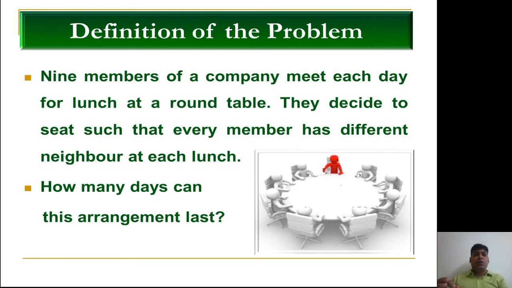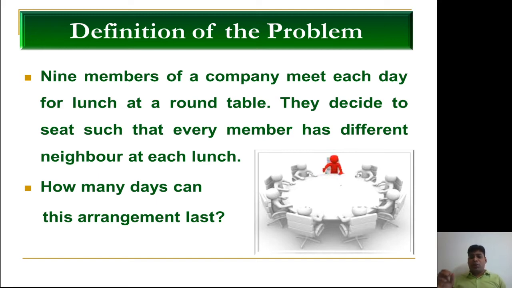Suppose you consider one person among these 9 to be the boss, designated by the red color. The red one is the boss, and the other 8 members are sitting beside each other. The situation is such that the boss should have two different neighbors each day. Suppose person 1 and person 2 are the neighbors on the first day, then on the second day it should be person 3 and person 4. The next day it should be person 5 and person 6.